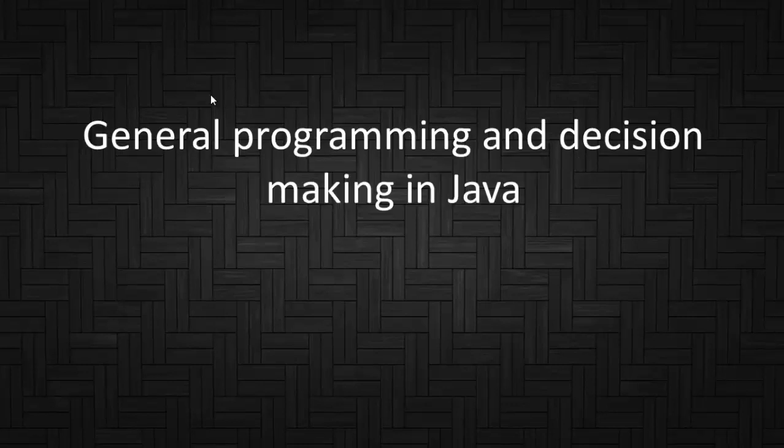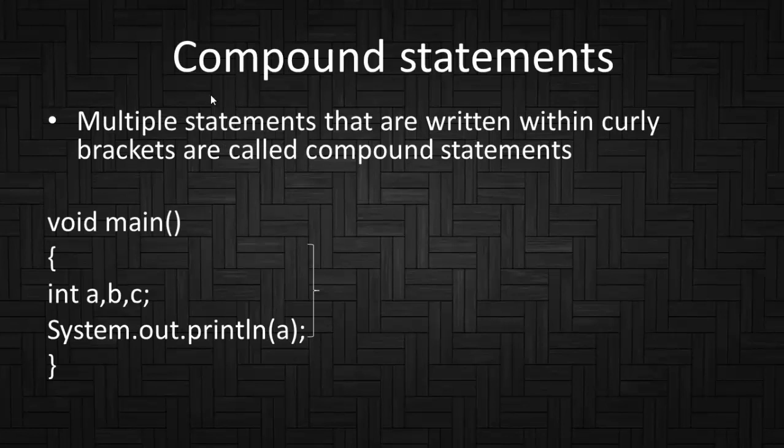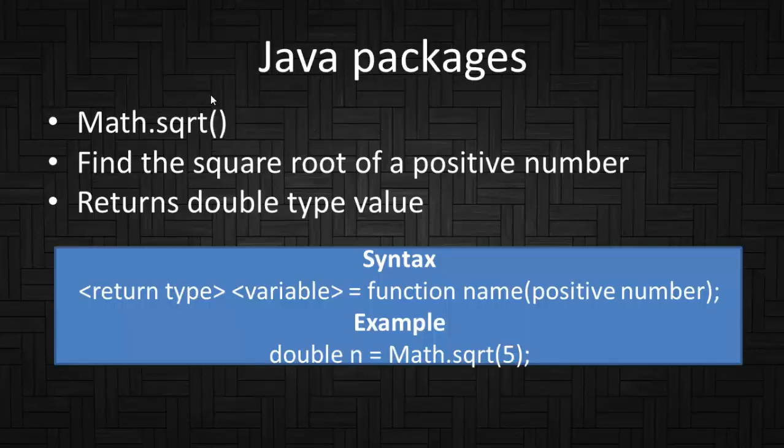Decision making in Java. General programming and decision making in Java. What are compound statements? Multiple statements that are written within curly brackets are called compound statements. Example is void main, int a, b, c, System.out.println(a). So here the compound statements are between int a, b, c and the println statements.